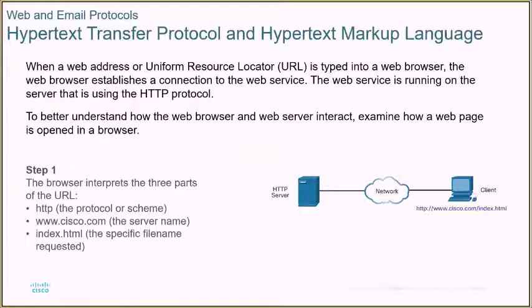So the browser interprets the three parts of the URL. The first part, HTTP, is just specifying what protocol we're going to use. It's HTTP, so it's an unencrypted web page. We use a colon and two slashes to separate that from the rest of the URL. The next part is the name of the server we wish to connect to. The machine's name is www, and it belongs to the network cisco.com in this case.